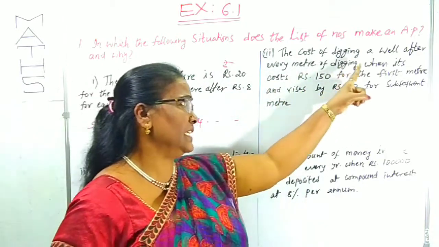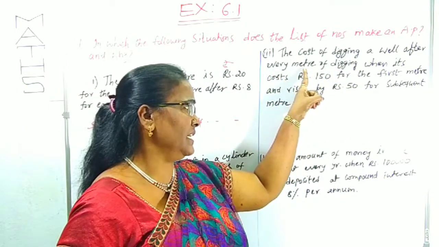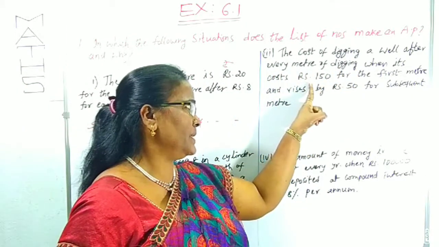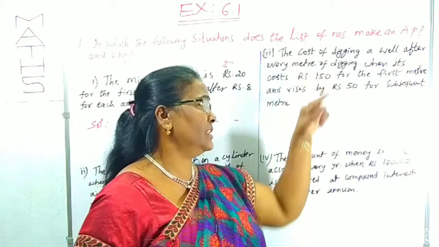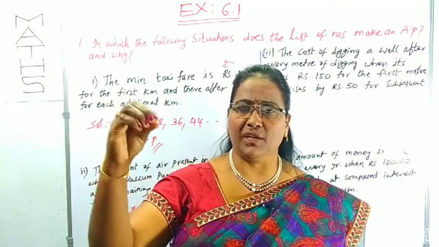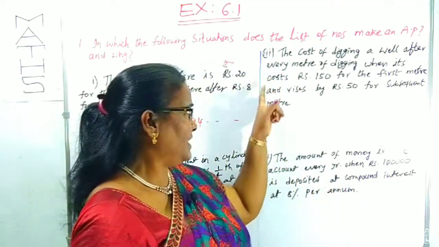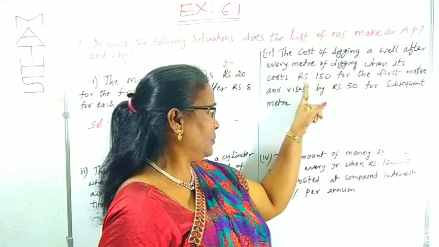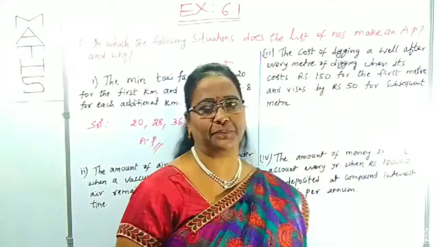The cost of digging a well: after every meter of digging, the cost is given. The cost of digging a well is given as rupees 150 for the first meter.